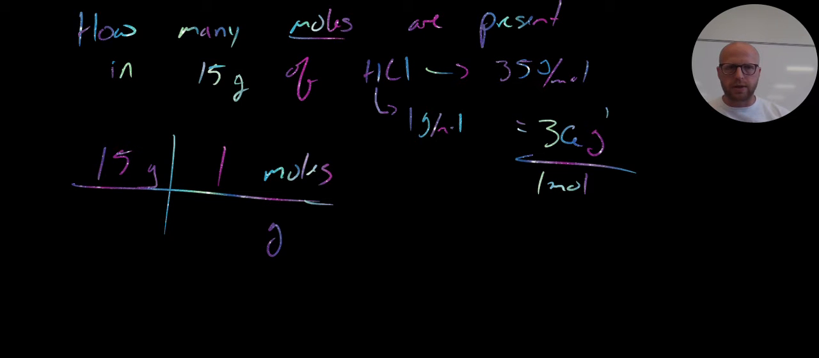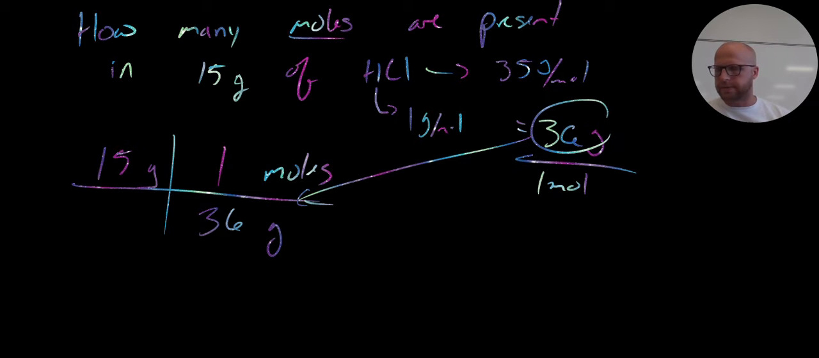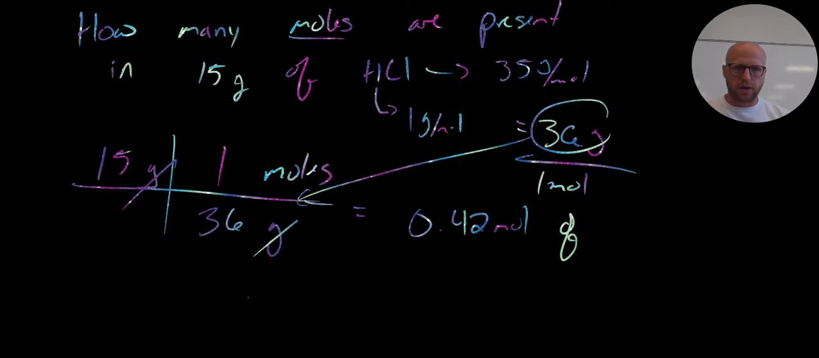So I'm going to take that 36 here, put it down here with the gram amount. I'm going to do that. Okay, my grams cancel out. And what am I left with? I'm left with moles, and I've got 0.42 moles of HCl.